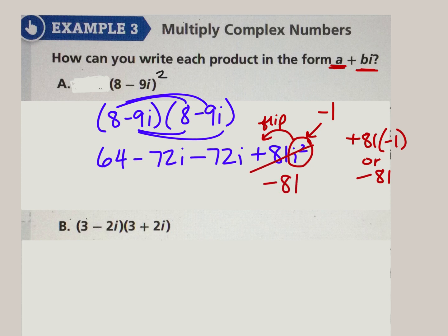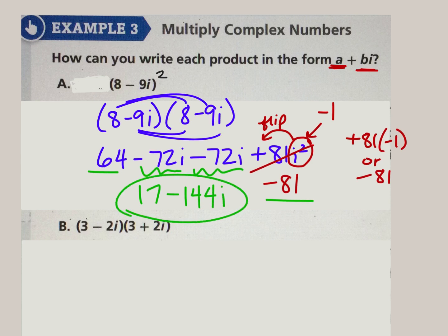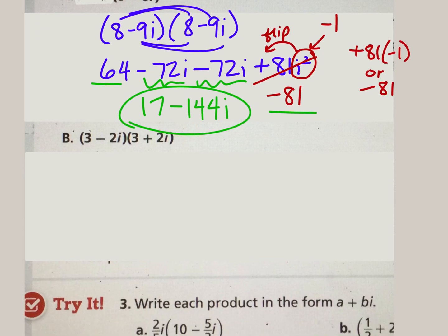Now I have two real parts that I can combine together, 64 and negative 81, which will give me negative 17, and negative 72i minus 72i, which is going to give me negative 144i. So there's my complex solution. Let's look at another one of these.